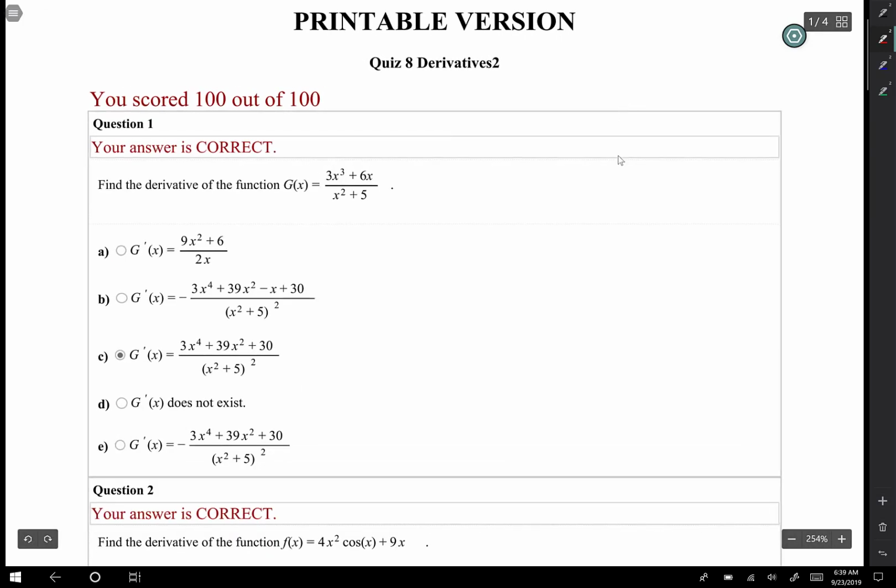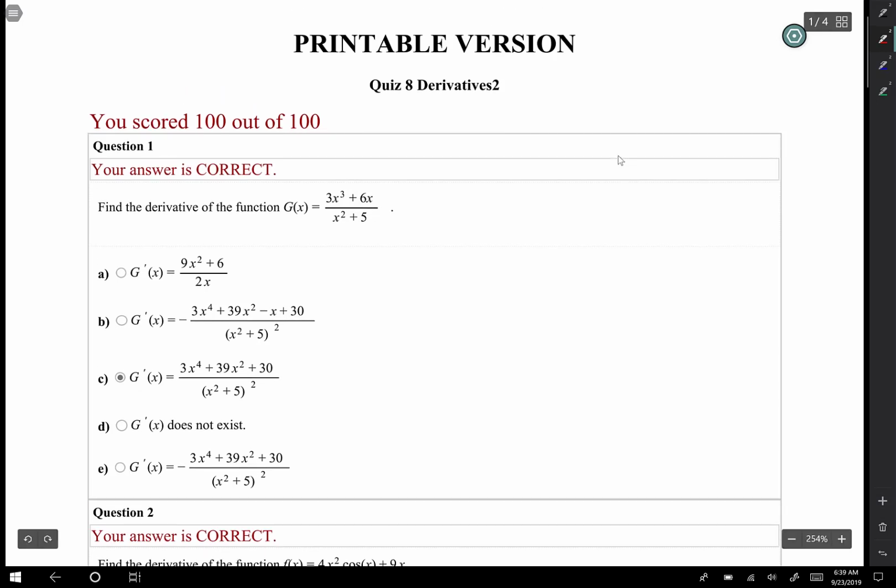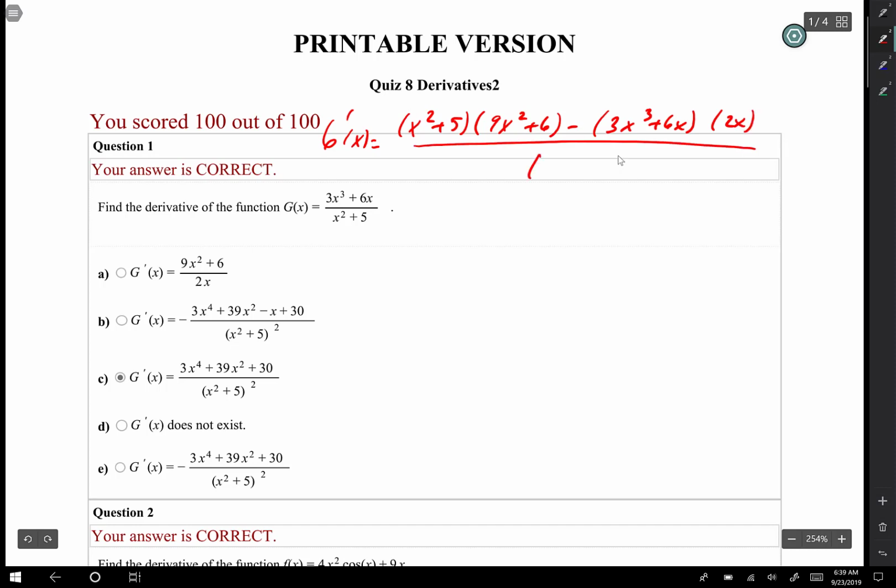All right, let's go ahead and get started. Number one wants the first derivative. This quiz A derivative is 2. It wants the derivative of g of x. So we're going to use the quotient rule. I'm going to write g prime of x equals bottom times the derivative of the top, minus top times the derivative of the bottom, all over bottom squared.